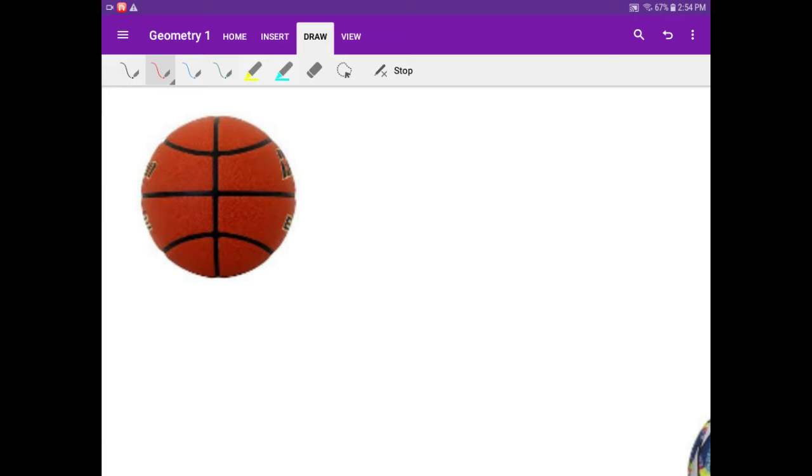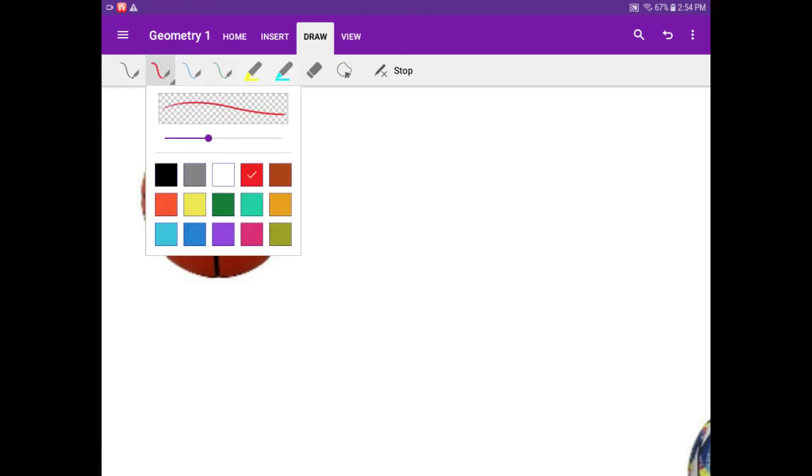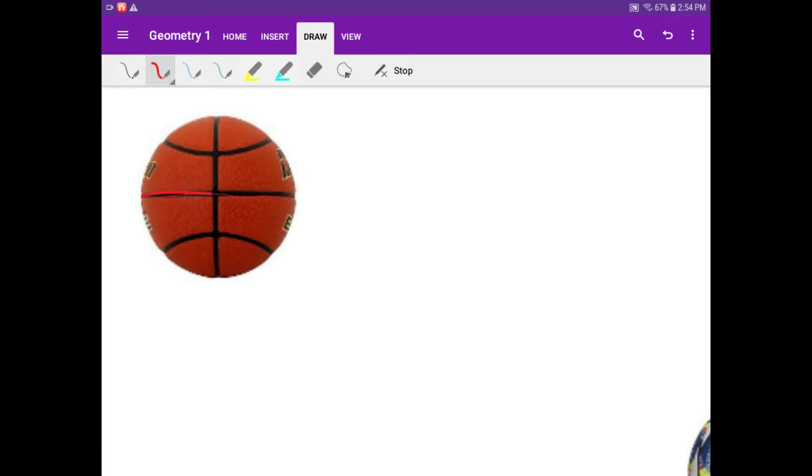So you have your diameter. This line here that goes all the way across this basketball, this is the diameter. Yeah, so this is the diameter here. It goes across. This is also the diameter here. Those would be the same length because it's a circle. So this is the diameter.